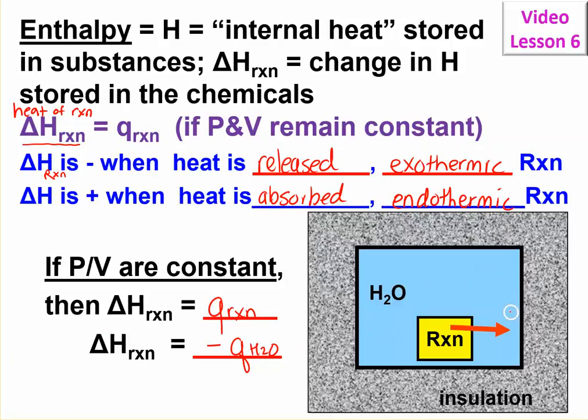We'll observe the temperature change in the water, calculate the Q for the water with s m delta T. Once we get that number, we'll change the sign, and that's the heat of the reaction. After that point, in lab, you'll have to change the units some, but that's not a big deal.